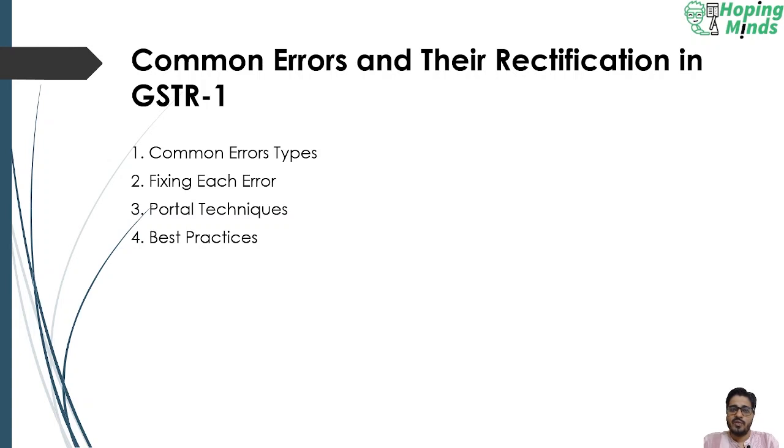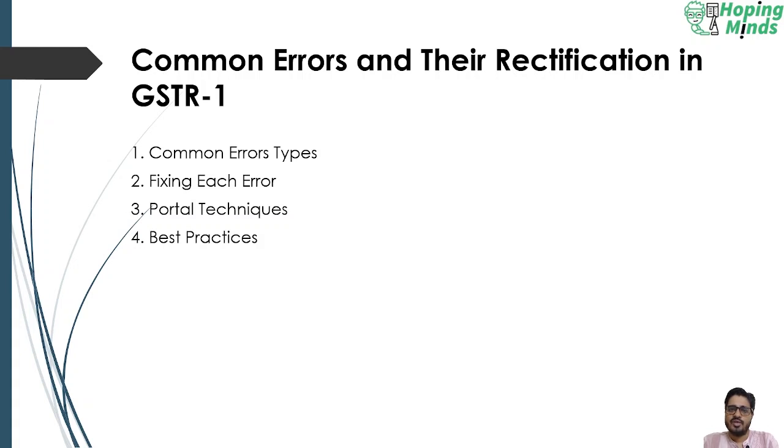So today we are going to see what are the common errors that are encountered in filling and filing of GSTR-1 return and how these errors are rectified or amended in the already filed GSTR-1 return. So we will see what are the common types of errors with examples, we will cover this segment. Then we will see how each error is fixed on the portal. Then what are the portal techniques that are used to amend the records or rectify the errors. And finally, we will see the best practices for filing and amending the records in the GSTR-1 return.